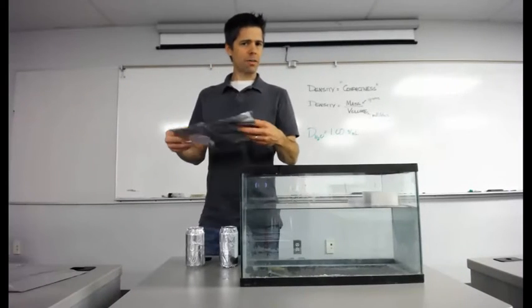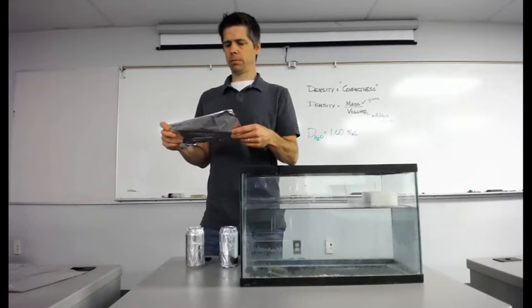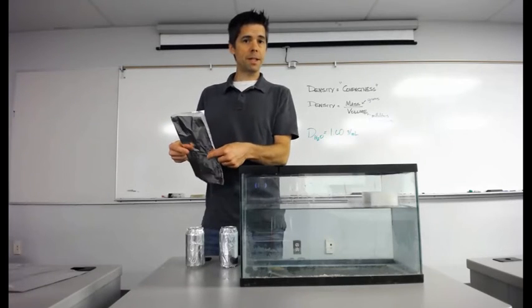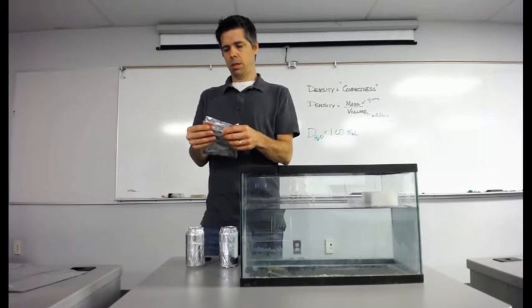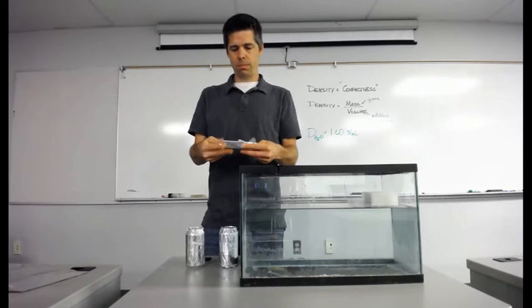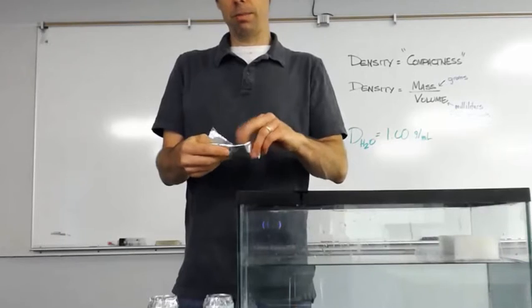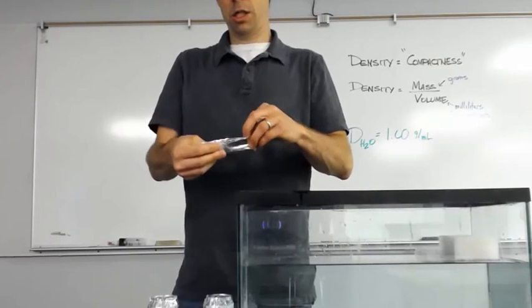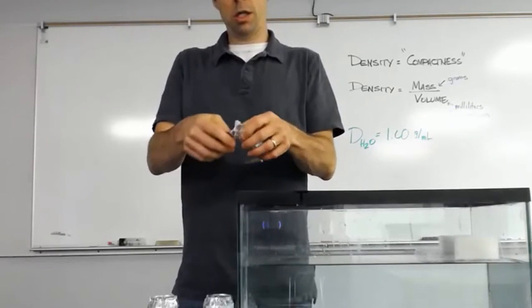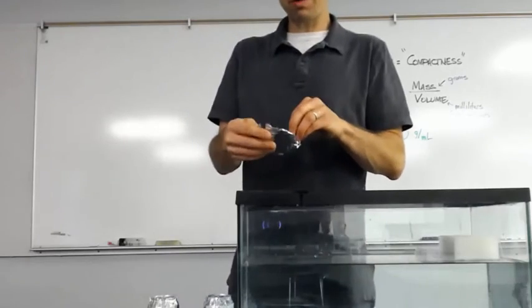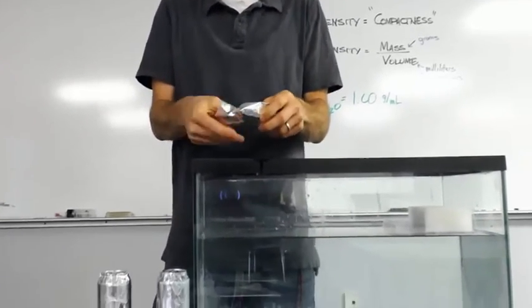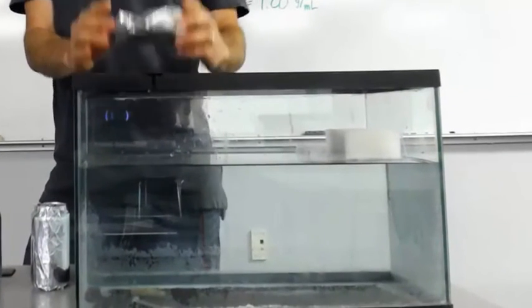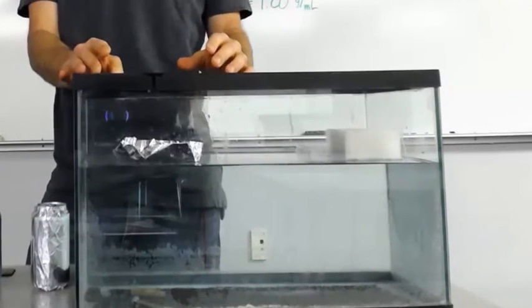Does aluminum sink or float when I put it in the water? Well, aluminum has a density of about 2.7 grams per milliliter. So I'm going to take a piece of aluminum, I'm going to fold it a little bit. I'm going to drop it in the water and we're going to predict what will happen with the aluminum. Since aluminum's density is so much higher than water's, when I place this in the water it should sink.